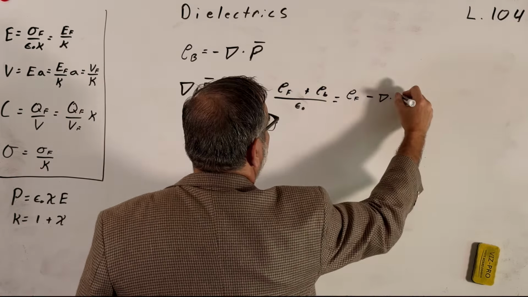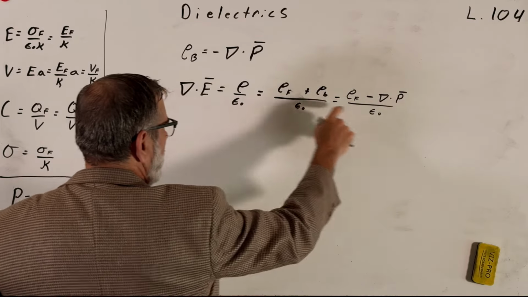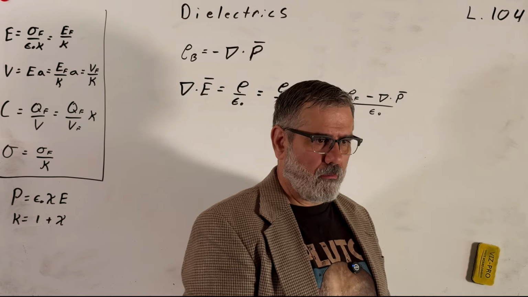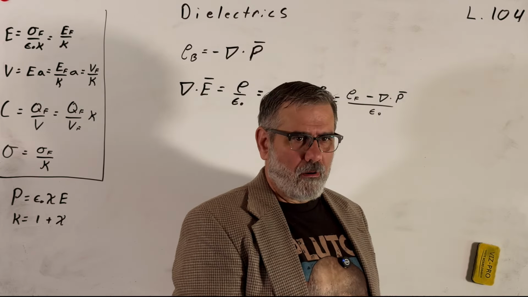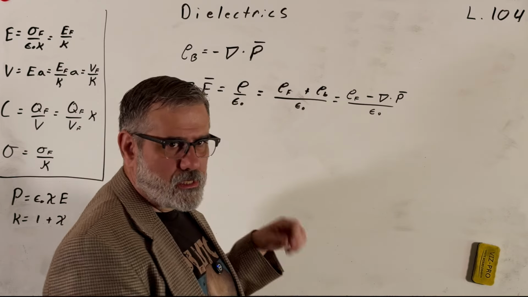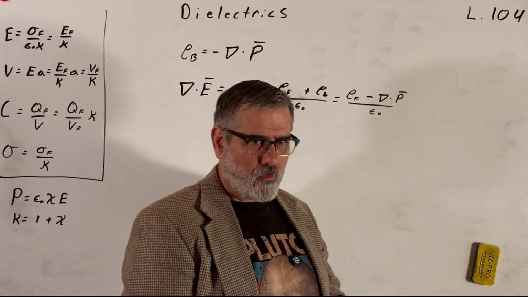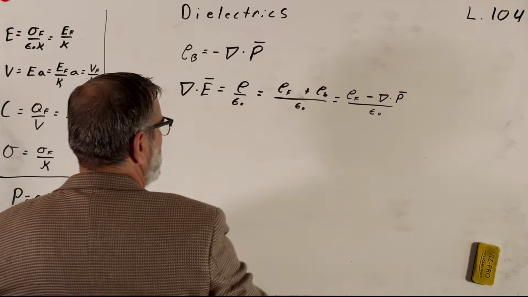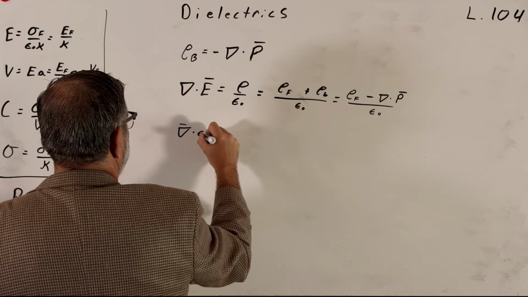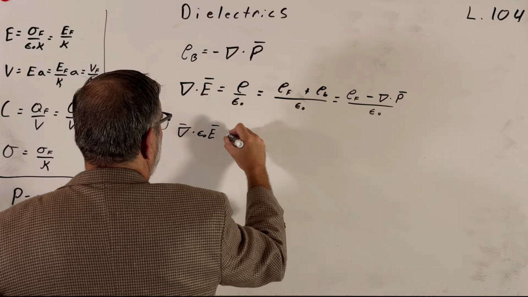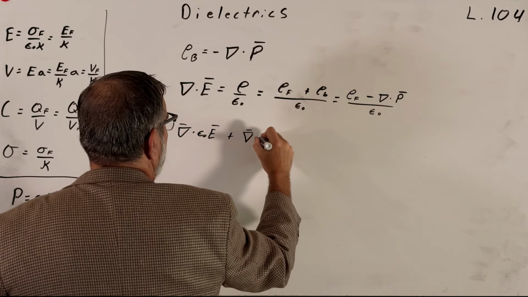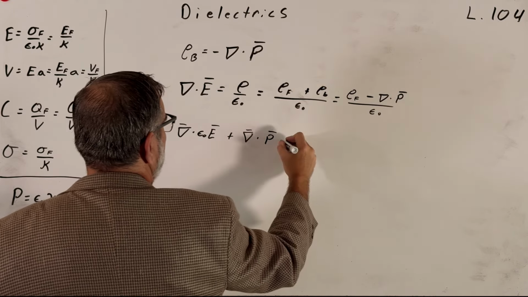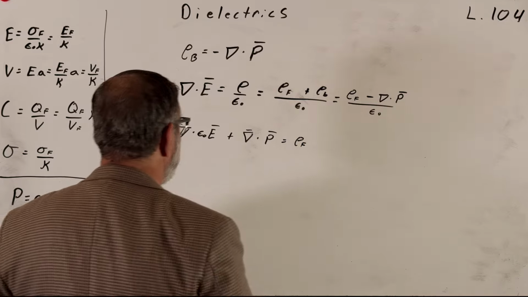I have two divergences, right? Remember, the divergence is a dot product with this derivative operator. It's a vector: the derivative with respect to x, it also has a y component, the derivative with respect to y, and a derivative with respect to z. So let me pull these two near each other so we can write that del dot epsilon naught E plus del dot polarization is equal to rho f, the free charge density.